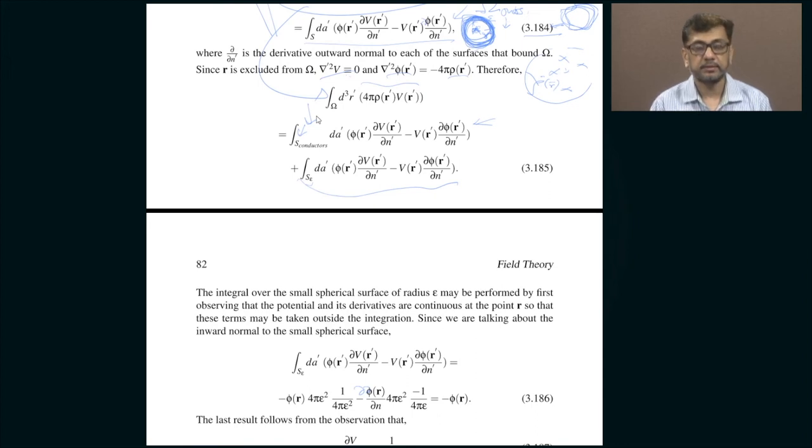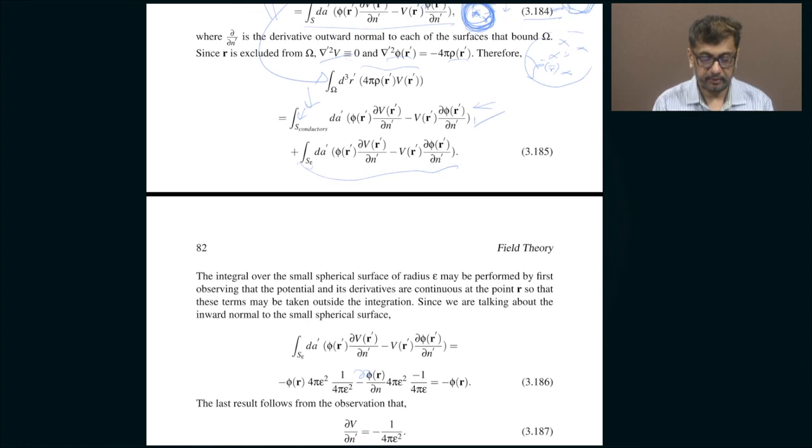So this S conductors can basically be the boundary of all those lots of conductors which are sitting somewhere. So you can't simplify further if you don't know what they are. So we leave that as it is. Okay. So this 3.185 S conductors integral, we cannot simplify further. But the next one we can simplify further.